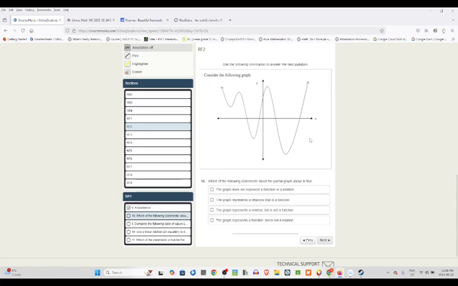Now, which of the following statements about the above graph is true? It can't be A, because it does represent a relation. If you can graph it, it's a relation. The graph represents a relation that is a function. That relation shouldn't be plural. Graph represents a relation when it's not a function. No, this passes a vertical line test. And you cannot be a function but not a relation, because every function is a relation by definition. So it has to be B.